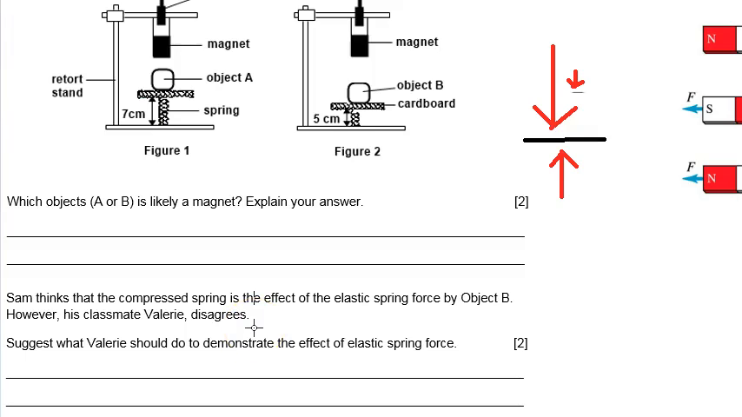wants to prove to Sam the effect of elastic spring force, then she would have to remove object B so that gravity and the magnetic force will not be able to push down. The gravity will not be able to pull object B downwards. The magnet will not be able to push object B downwards. And the elastic spring force will push the cardboard upwards. So that is the effect of the elastic spring force.